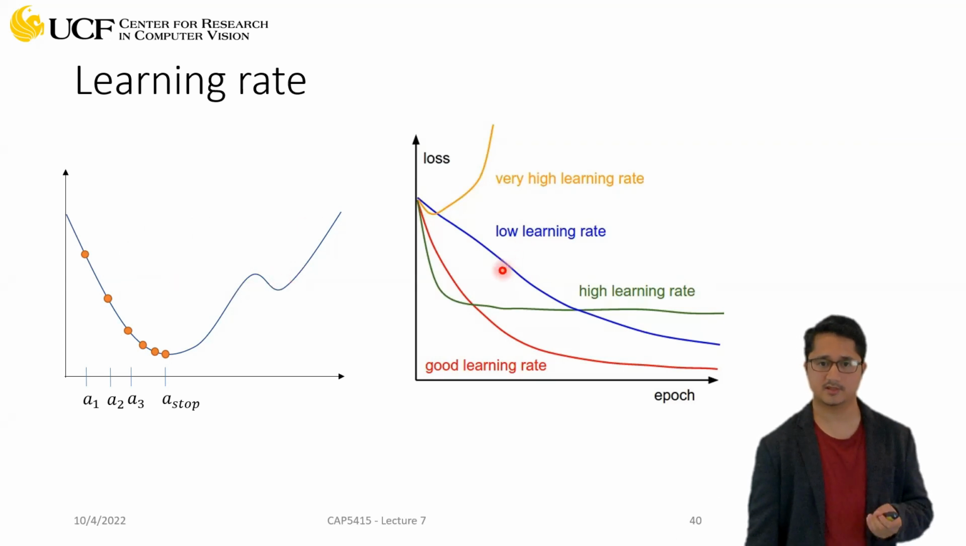Then let's look at the other extreme, which is a low learning rate. In this case, it will move very slowly, but eventually it will come to this point. You can see the loss is reducing very gradually, but eventually it's going in that direction.